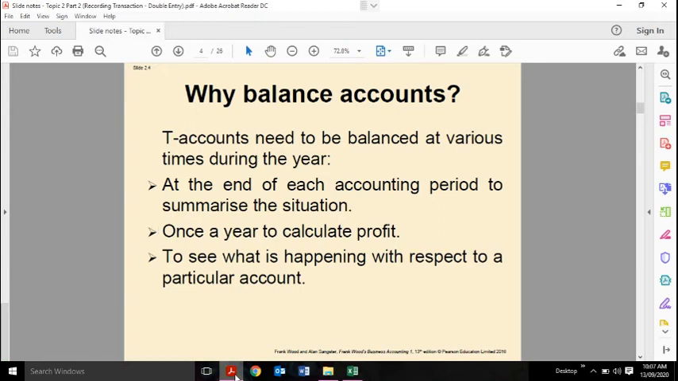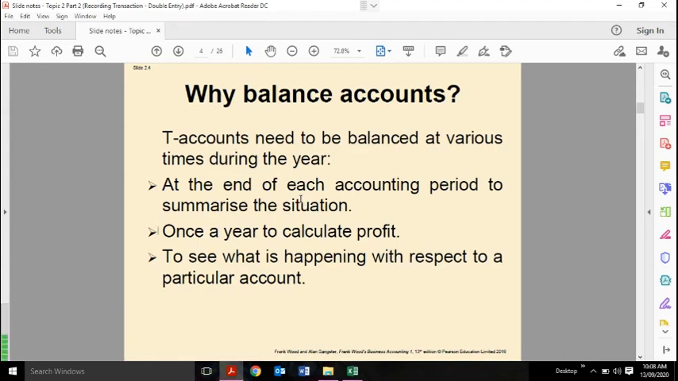So the account needs to be balanced at various times during the year. Usually it is every month, they have to do the monthly closing, and then all these monthly account balances are accumulated to quarterly, then semi-annually, and it becomes yearly. At the end of each accounting period, to summarize the situation, how many vans you have currently, how many assets, how much cash you have on hand, and how much cash in the bank you have at the moment. From the monthly records, they will accumulate it, so we will have a yearly balance.